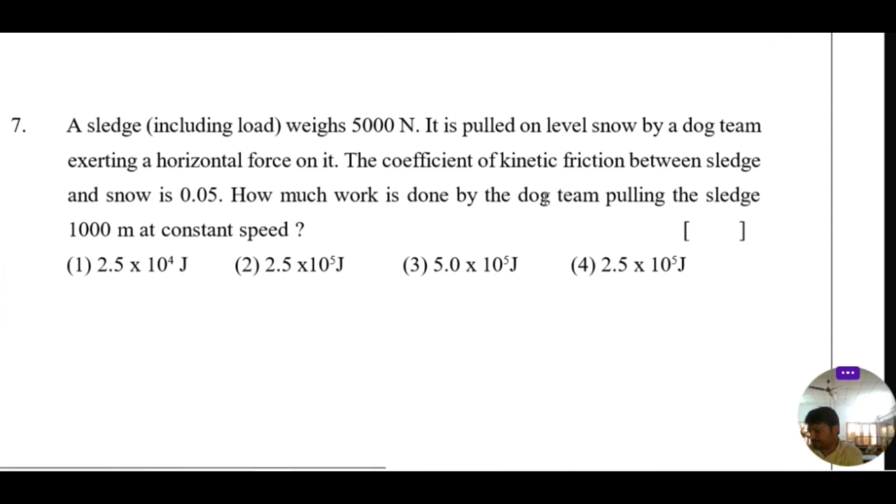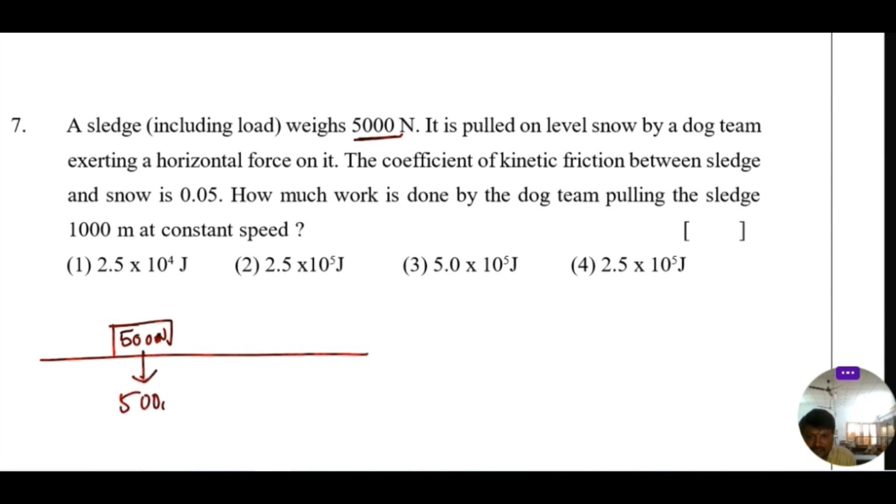Next, go to the seventh question. A sledge, including load, weighs 5,000 Newton. It is pulled on level snow by a dog team exerting a horizontal force on it. The coefficient of kinetic friction between sledge and snow is 0.05. How much work is done by the dog team pulling the sledge 100 meter at a constant speed? Here, a sledge, that means the box with its load, has a weight of 5,000 Newton.